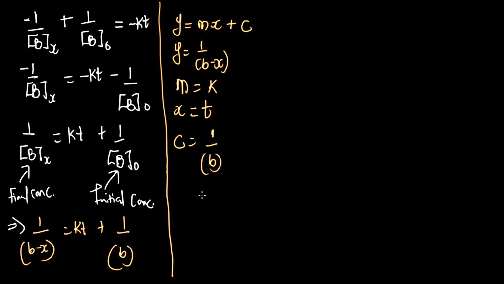So we have a graph. The y-axis is 1 over [B] minus x, and the x-axis is time in any unit of time. This is the slope, and this is the intercept on the graph.